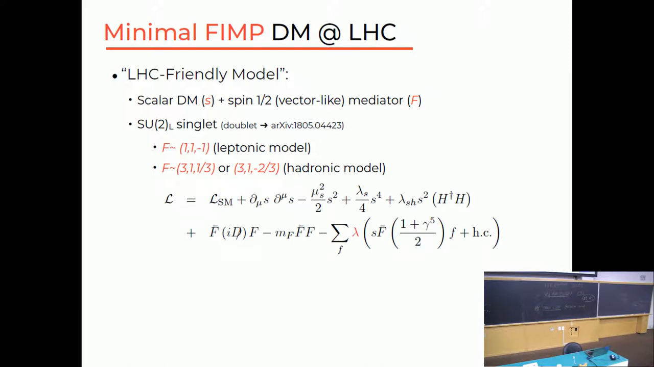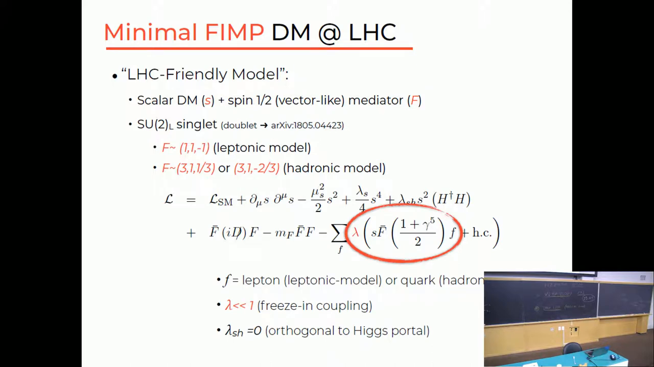So this is the Lagrangian for this minimal scenario. Right, so we have the scalar here, the usual couplings, and then we have this vector-like F. And this is the FIMP coupling. So I have dark matter, F, and one of the fields of the standard model. Right. So depending on the quantum numbers of F, this will fix which standard model fermion I'll have here. Right. So for the leptonic model, where F is like a heavy lepton, this has to be a lepton.